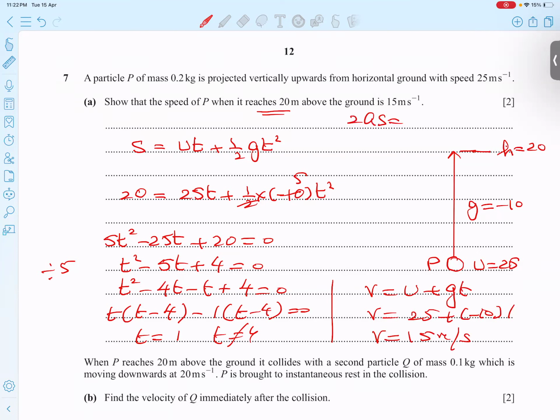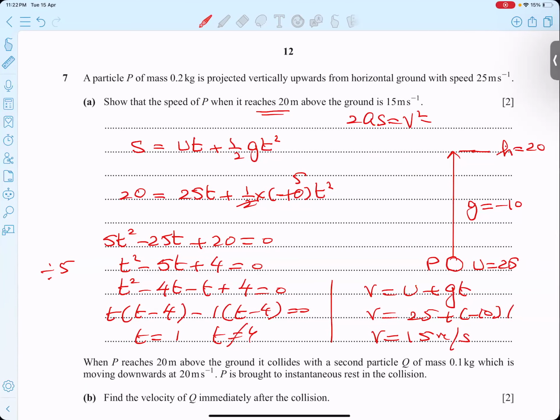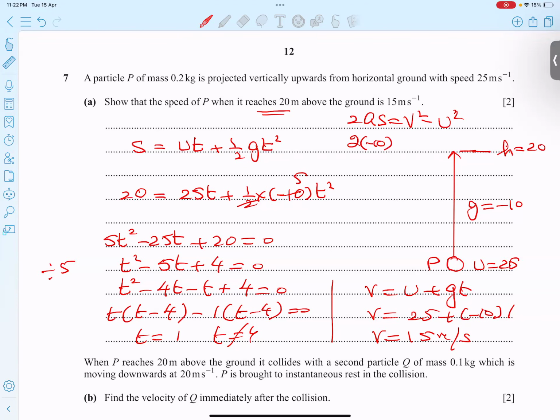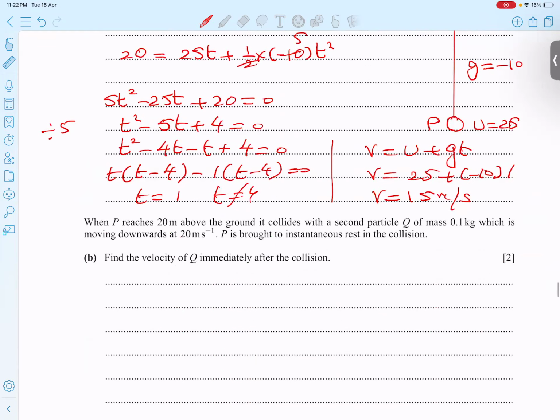I think we should try this way: 2as is equal to v squared minus u squared. If I apply here negative 10, s is 20 meters, the last velocity is the target, and this is 25. Bring it there, and then we can get this. This second method, I think, is better and time saving. Anyway, I showed you both ways, no problem. Let's talk about the next part.